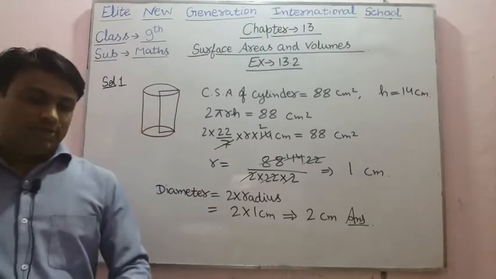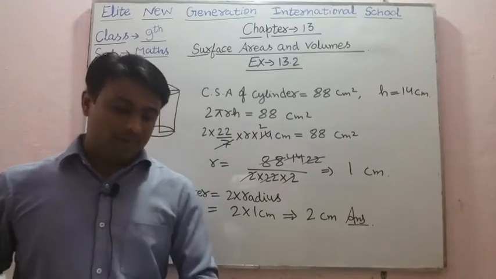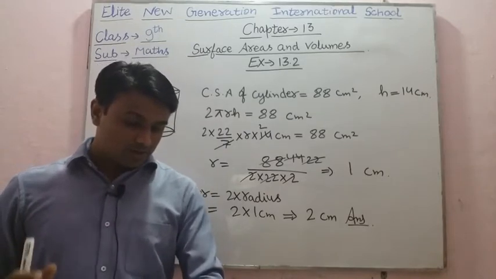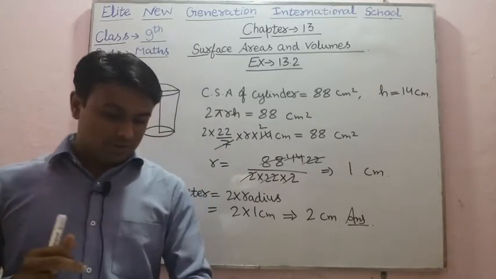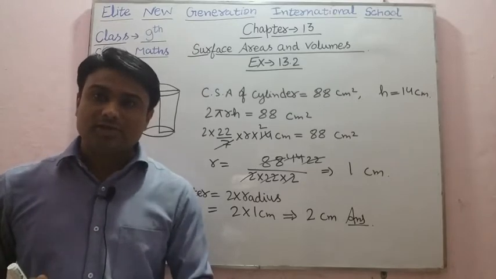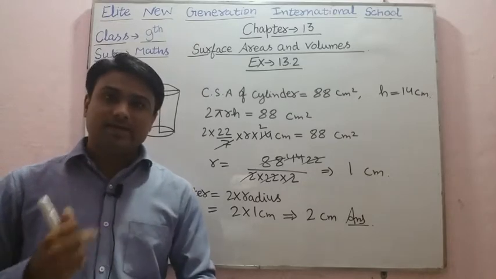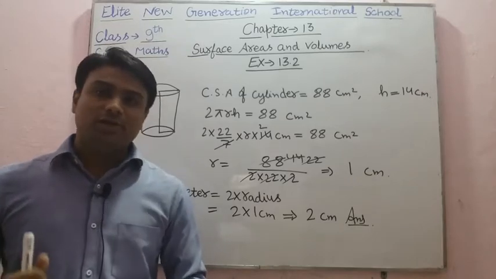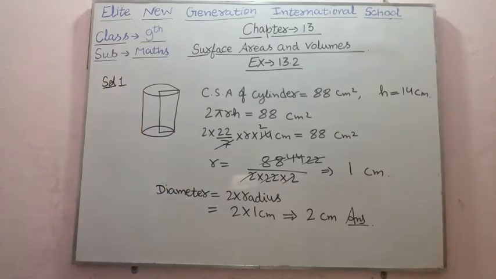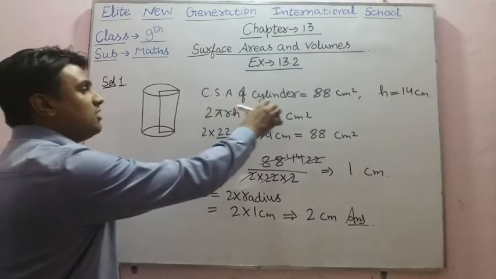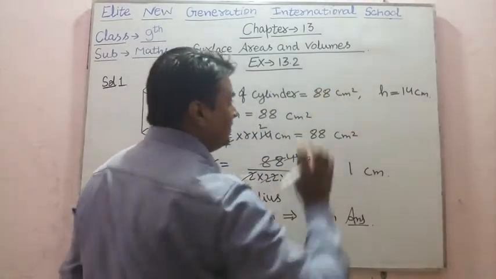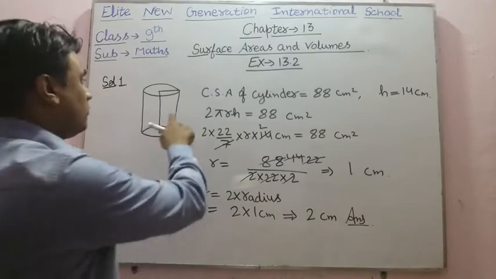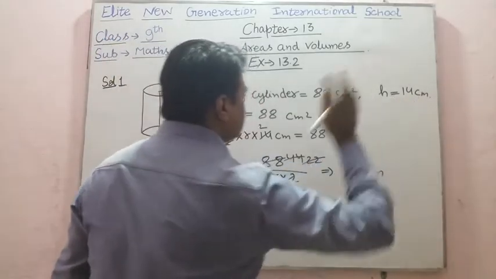So in exercise 13.2, see question number 1. In question number 1 we have the curved surface area of a right circular cylinder of height 14 cm is 88 cm square. Find the diameter of the base of the cylinder. So in this question we are given the curved surface area of the cylinder equal to 88 cm square, and the height of this cylinder is 14 cm.